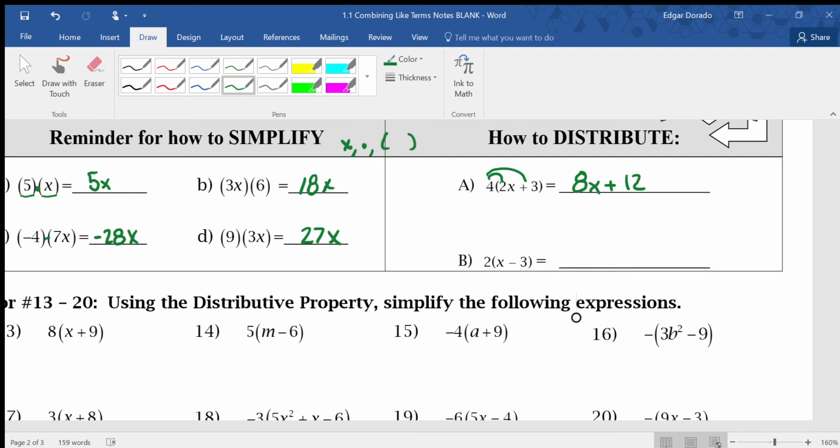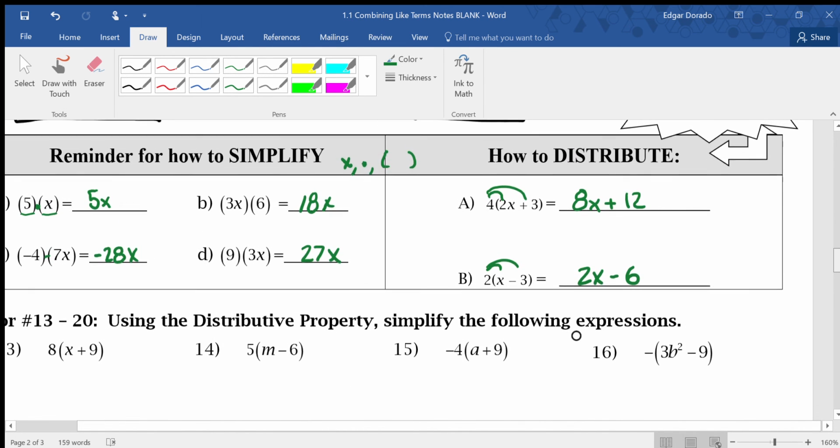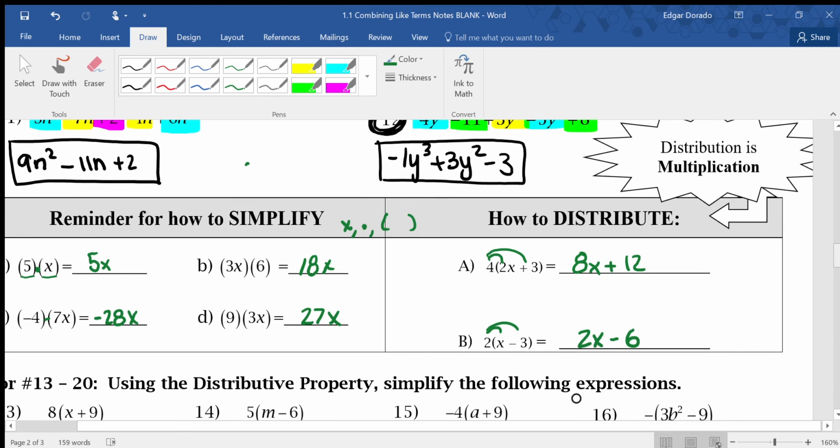So same thing here. Let's go ahead and do this next one. I want to distribute this 2 to both terms. So I'm going to send it to the x and to the negative 3. So 2 times x is 2x. 2 times negative 3 is a negative 6. So now you have two examples there on how to distribute. And remember this little note up here. Distribution is multiplication. That's essentially what we're doing this entire time.